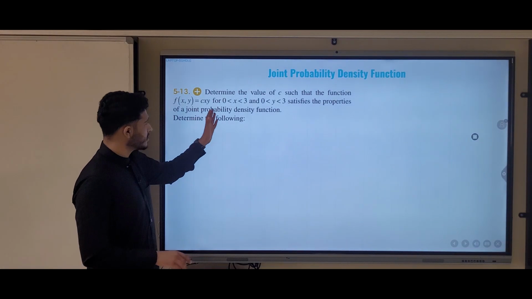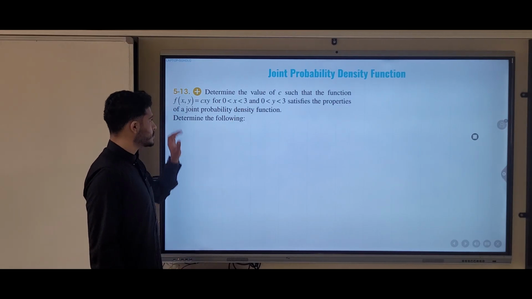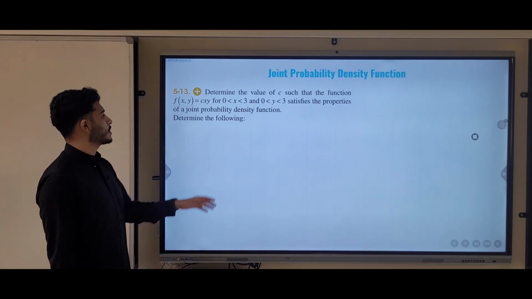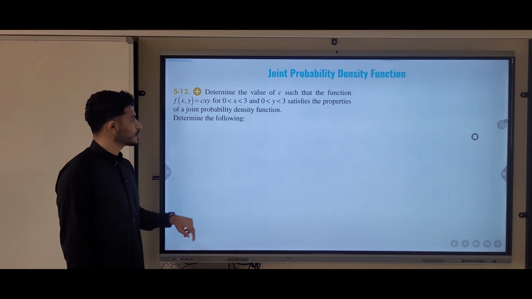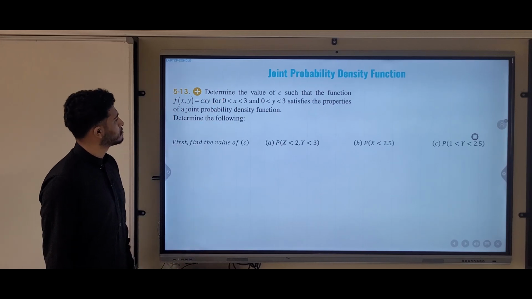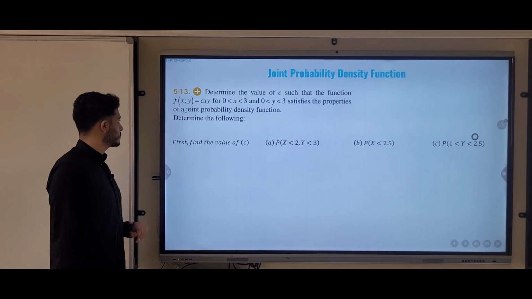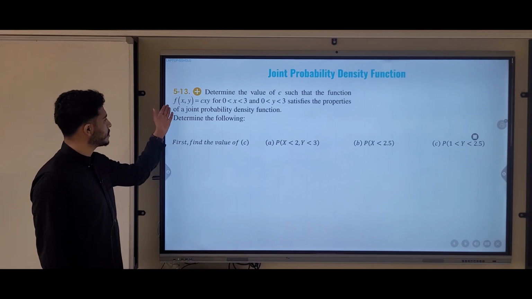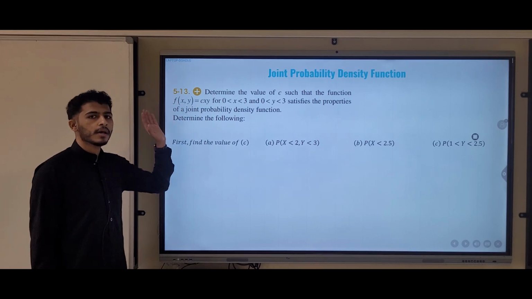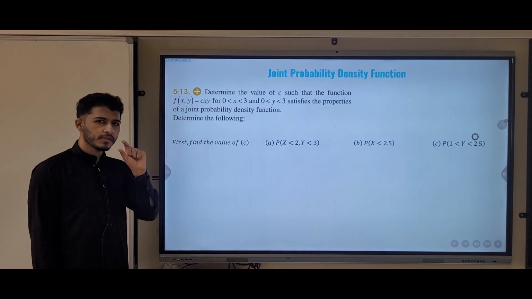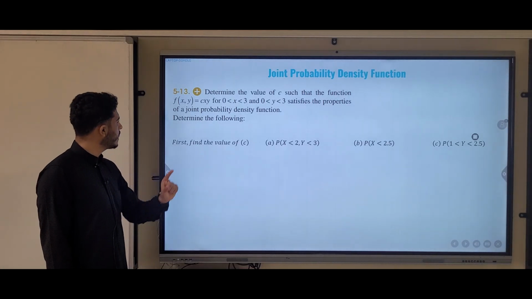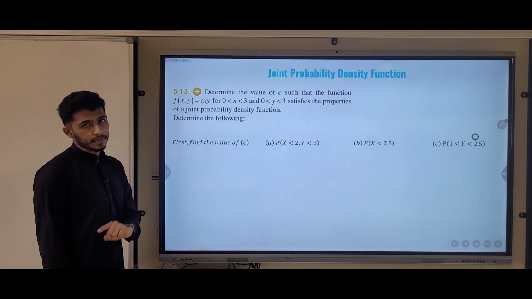So the question says determine the value of C such that the function, this is the joint probability density function, and here's the range of X, and here is the range of Y that we're going to be solving according to. So first of all, we have to find the value of C. It goes without saying, because this function is merely a function of X and Y, and C should be a constant, and we should find the value for this constant that would make this function a joint probability density function.